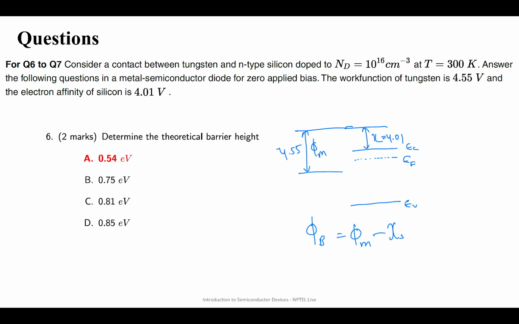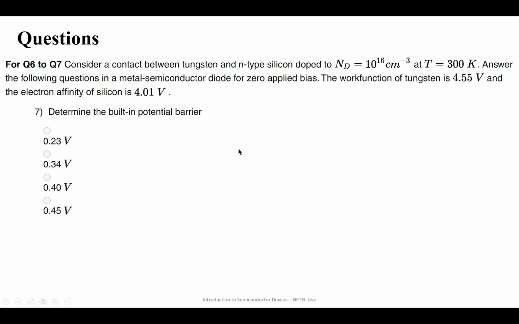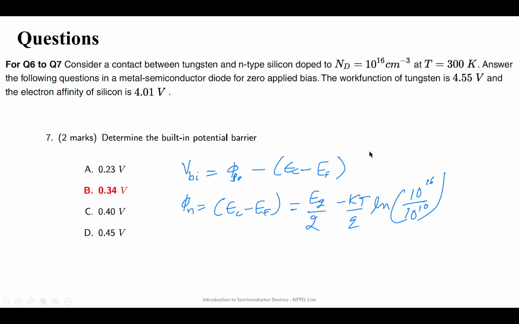That is correct. The answer is 0.54 electron volts. So again, you just have to do phi m minus chi, which is 4.55 minus 4.7, which will be 0.54 electron volts. So next question is determine the built-in potential barrier.